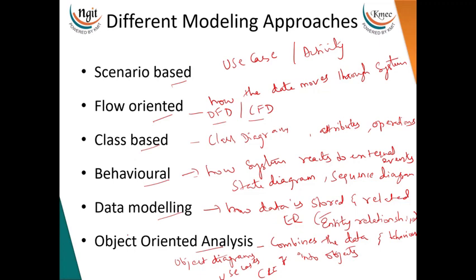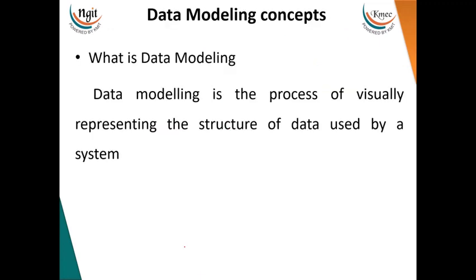So basically this object oriented is the widely used one. Next is data modeling concepts. So what is data modeling? Data modeling is the process of visually representing the structure of data used by a system. Got it? So what exactly is this trying to tell us?